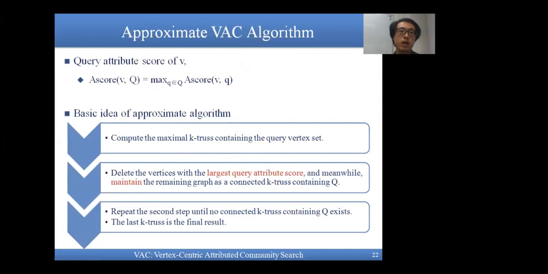Next, we introduce our approximate algorithm. First, we introduce the query attribute score, which is defined as the maximum attribute score between the vertex V and all the query vertices. Based on the query attribute score, the basic idea of the approximate algorithm is that we first compute the maximal k-truss, and then delete the vertices with the largest query attribute score, and meanwhile maintain the remaining graph as a k-truss. The algorithm repeats the second step until no k-truss exists, and finally, the last k-truss is the final result.